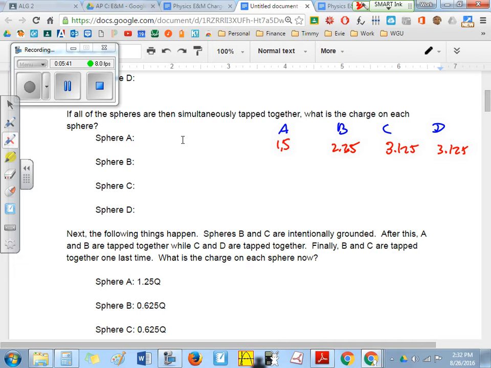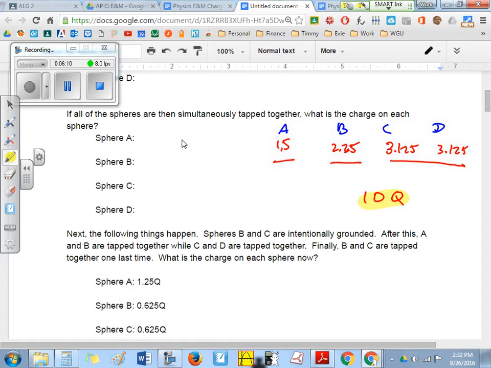Okay, so how much charge do they have all together to share? So 6.25 plus 2.25 is 8.5 plus 1.5 is 10. So there's 10Q to be shared throughout. Now, how did I get that 10Q? I added the 1.5, the 2.25, the 3.125, and 3.125Q, right? Can you think of another way I could have gotten the 10Q?